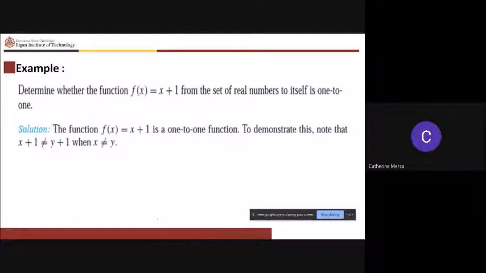Determine whether f of x equals x plus 1 from the set of real numbers is one-to-one. The function f of x equal to x plus 1 is a one-to-one function. Kani, one-to-one siya. Ano man? Natay x, natay y.